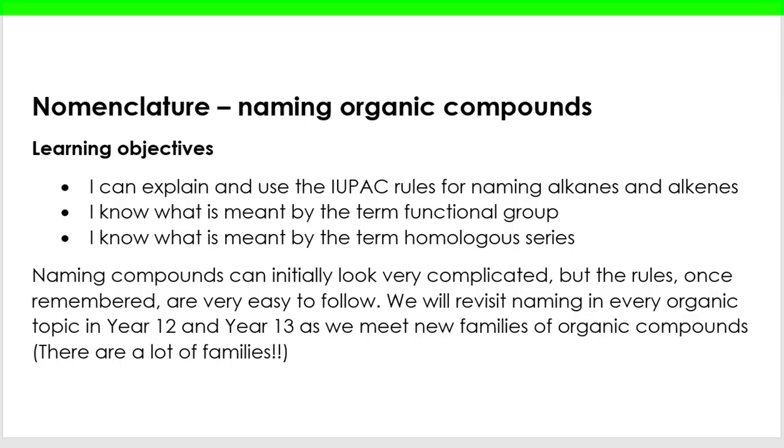So we're going to start by looking at naming some organic compounds, and we're going to limit it in this particular section to alkanes, alkenes, and haloalkanes. We need to know about the terms functional group and homologous series. We will build some rules here that we will continue to build on as we look at subsequent functional groups in future chapters across Year 12 and Year 13.